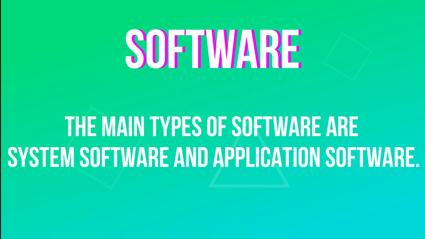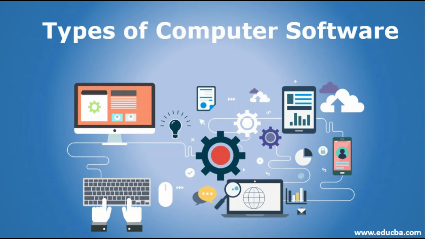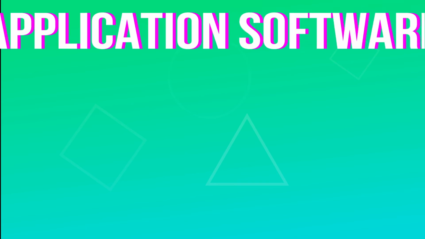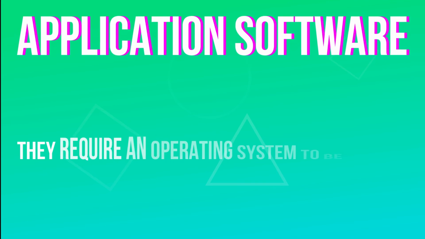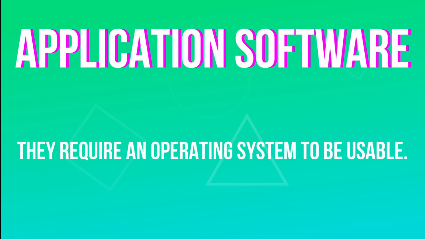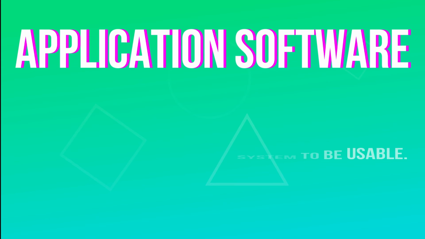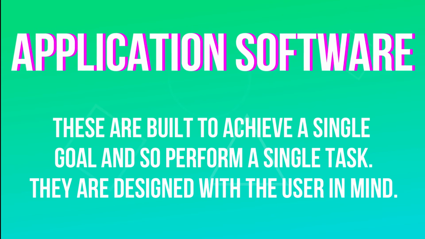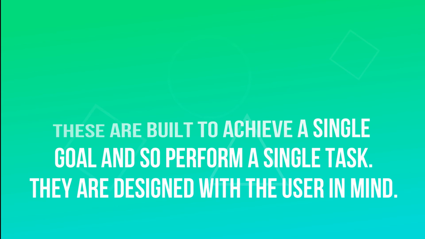Now for our next topic, software. Software refers to the programs that instruct computers to do a task. Application software. These are built to achieve a single goal and so perform a single task. They are designed with the user in mind. They require an operating system to be usable.